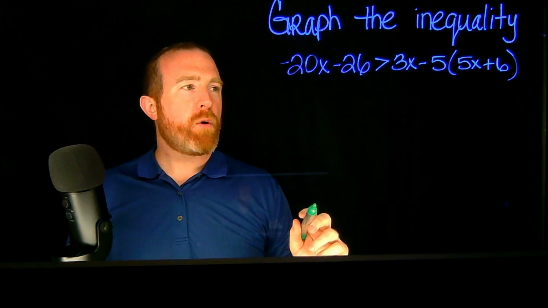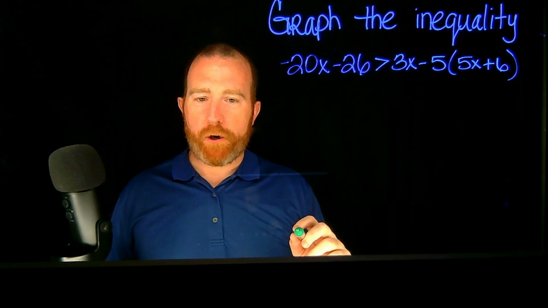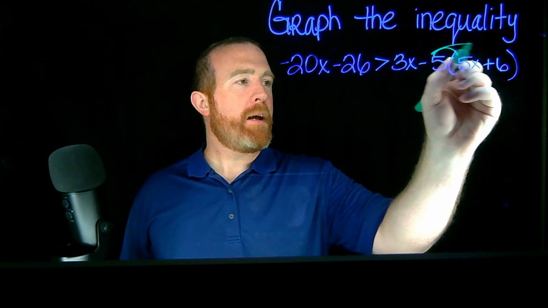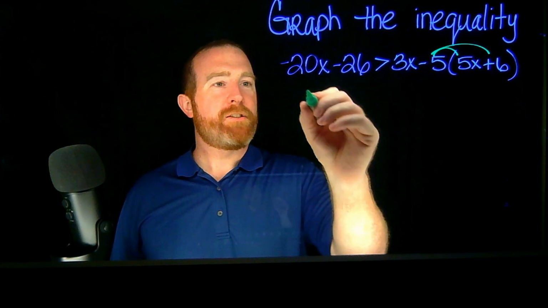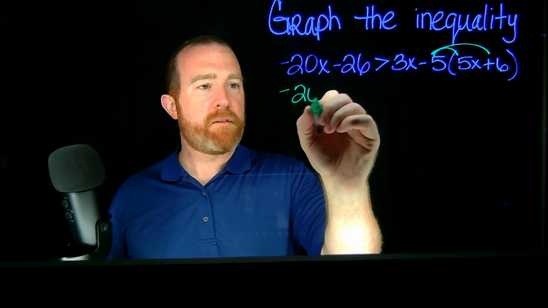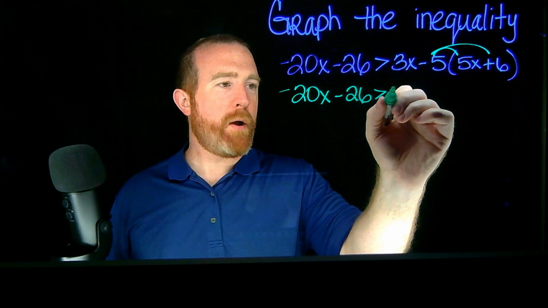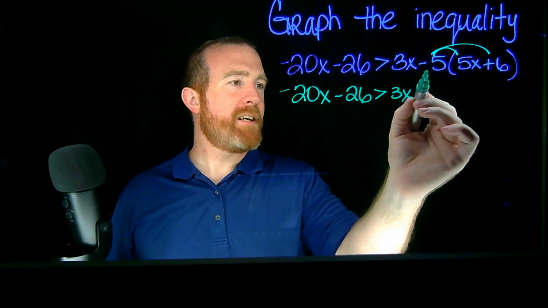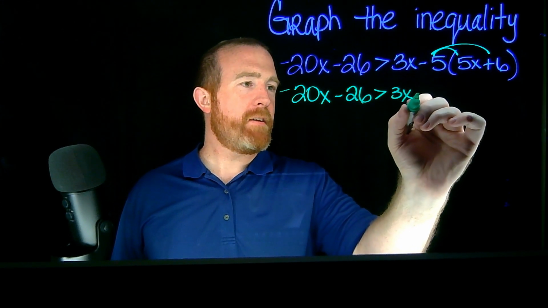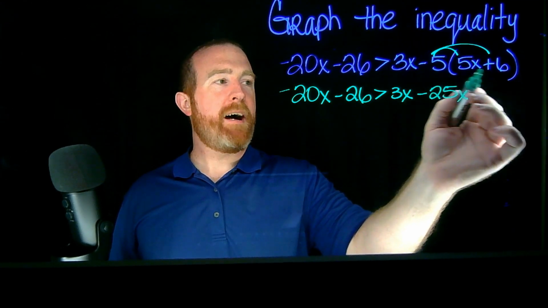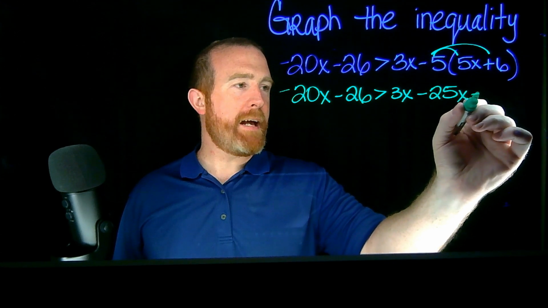Here, the first thing we're going to have to do is combine like terms. So we'll start by taking this -5 and we will distribute. So here I have negative 20x minus 26 is greater than 3x. -5 times 5 is negative 25x. And then -5 and positive 6 is going to give me negative 30.